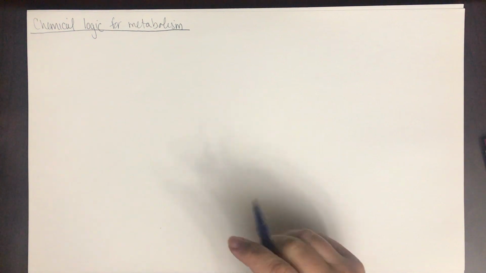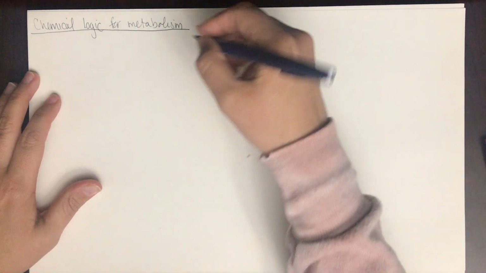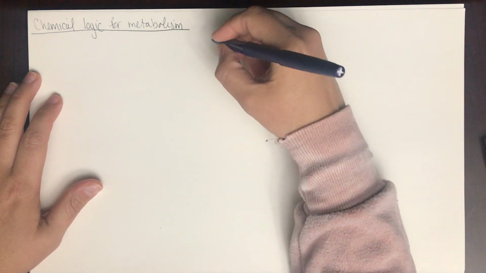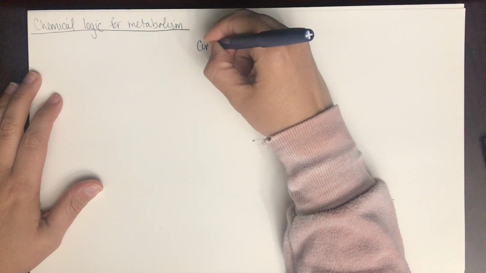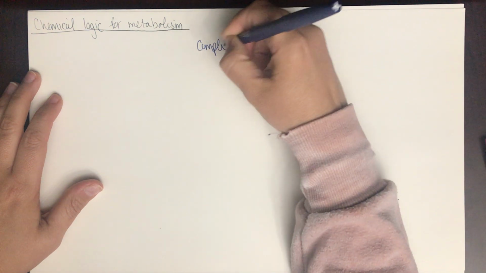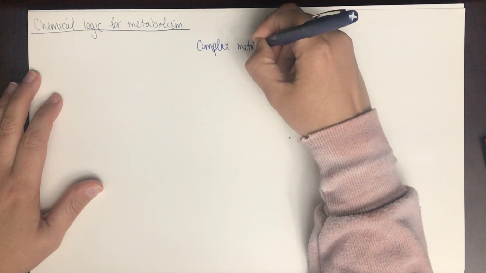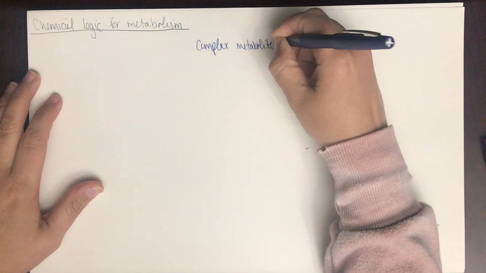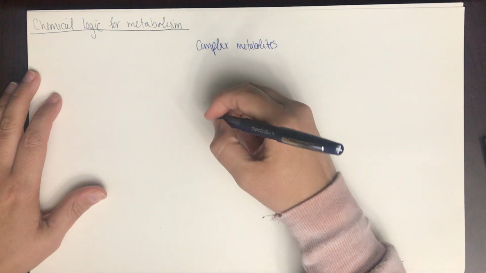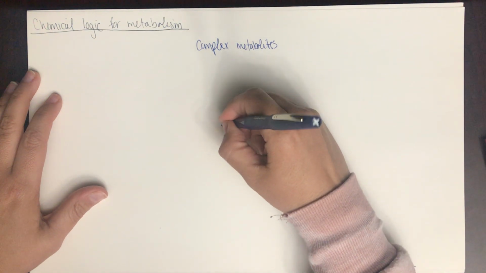So to revisit what we said at the beginning of the quarter, metabolism is the sum of all the chemical reactions in a cell. This is just from the slides, but I'll write it because we'll use it as a model. So this is complex metabolites up here, and then we'll say simple products down here.